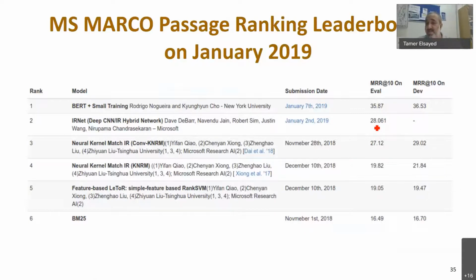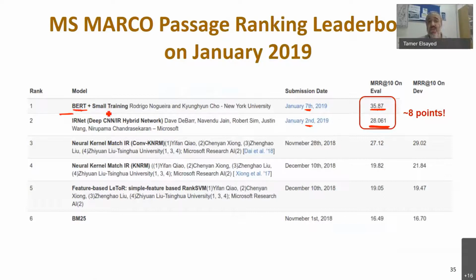The best system had the score of 28. Okay. In January 2nd. On January 7th, the best system had 35.8. So that's like an 8 point increase suddenly with BERT. Before that, there was no BERT, okay? And that's a big jump. That's a really big jump that happened.